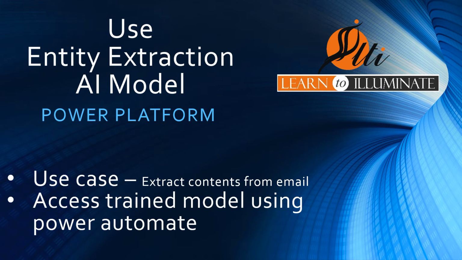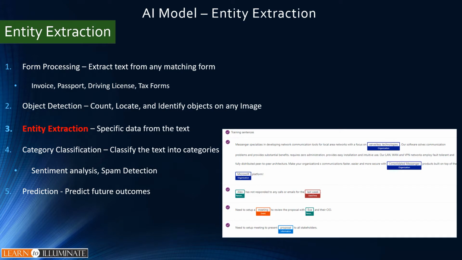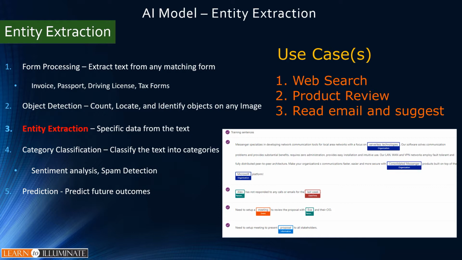Hello viewers, in our last video we discussed how to train an entity extraction AI model. Today we are going to talk about some of the use cases and how to consume it using Power Automate. Entity extraction recognizes specific data from text based on our business needs. This model helps to transform unstructured data into structured data. We'll discuss the use cases now.